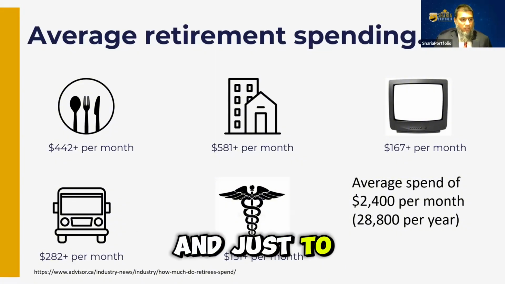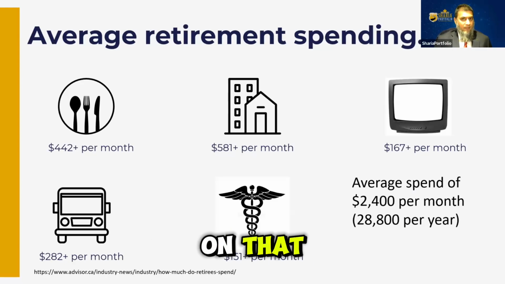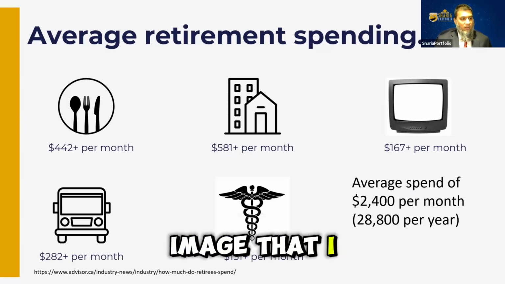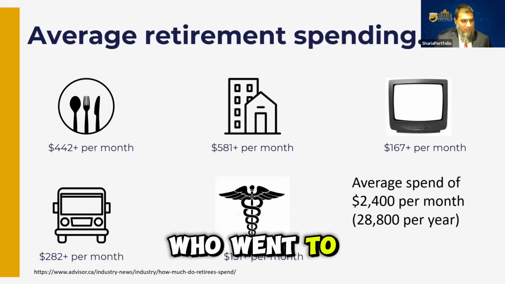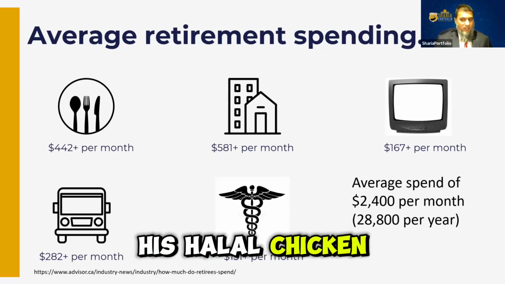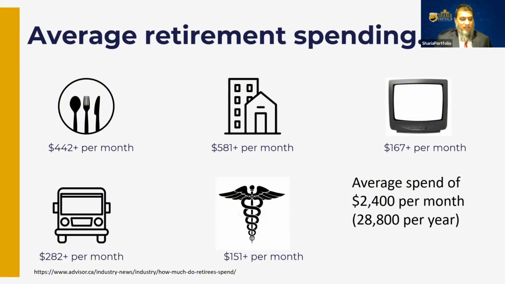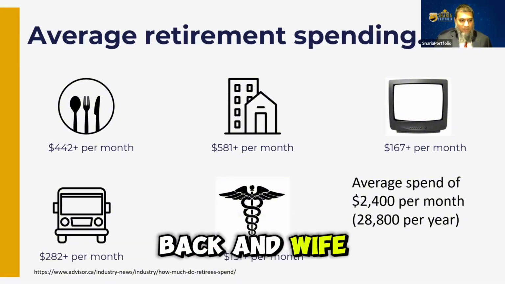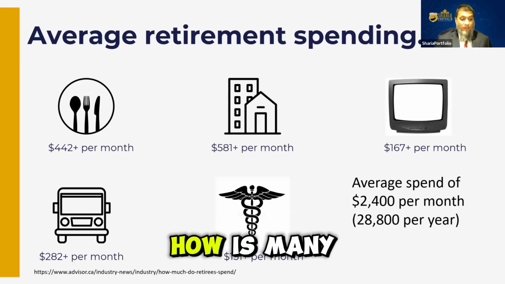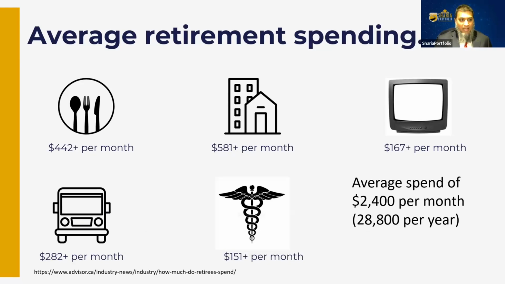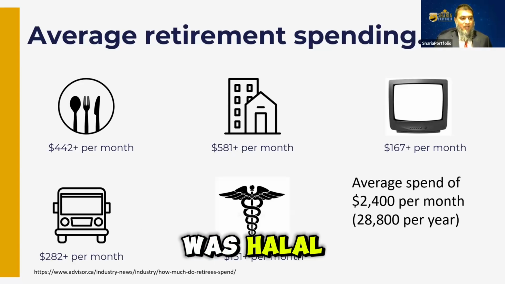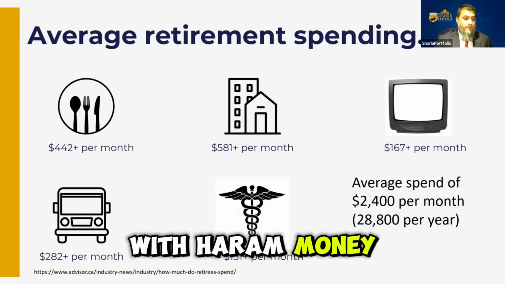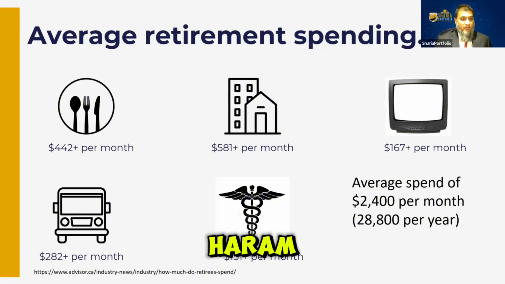And just to close the loop on that mental image that I had us all imagine, that individual who went to the grocery store and bought his halal, hand-slaughtered chicken and brought it back, and his wife prepared the meal, and the food was haram. Many of you could be wondering, how is that possible when the chicken from beginning to end was halal? Well, if the chicken was purchased with haram money, then it becomes haram.